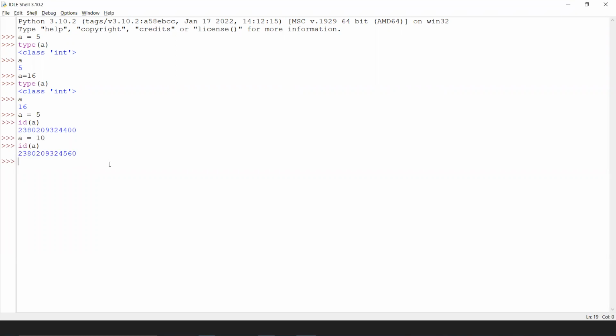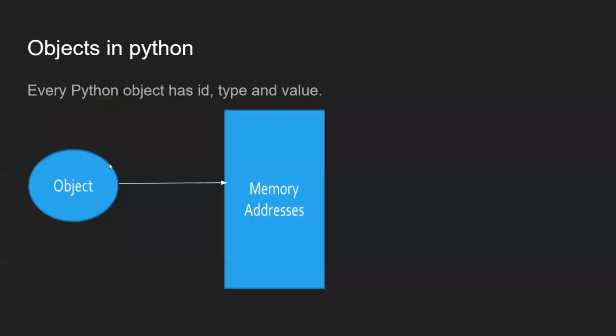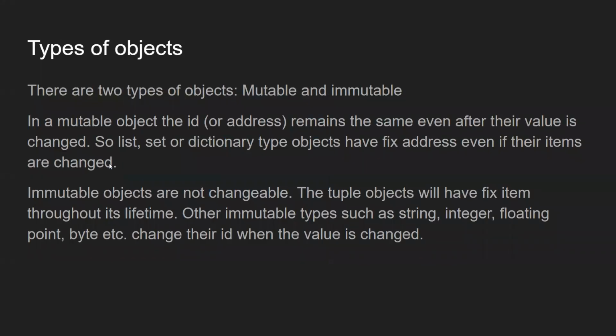So basically the changes which are happening, it's happening at a different location, and so such objects are called immutable objects. You can see in a mutable object, the ID or memory address remains the same even after their value is changed. In immutable objects, when you change a value, even the ID gets changed. That's why they are called immutable.